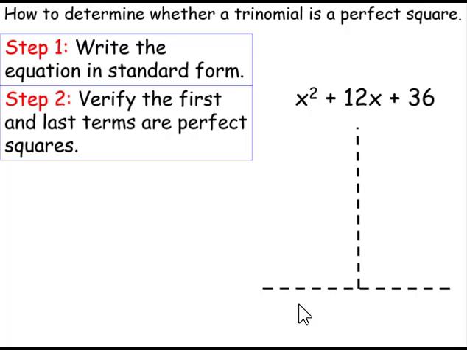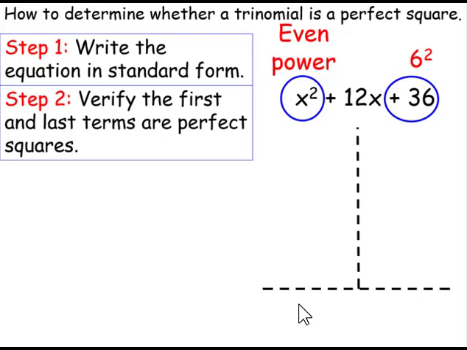Step number 2, verify the first and last terms are perfect squares. Plus 36, and remember, that has to be positive for it to be a perfect square. And the square root of 36 is 6, so 36 is equal to 6 squared. And x squared is also a perfect square since it has an even power.